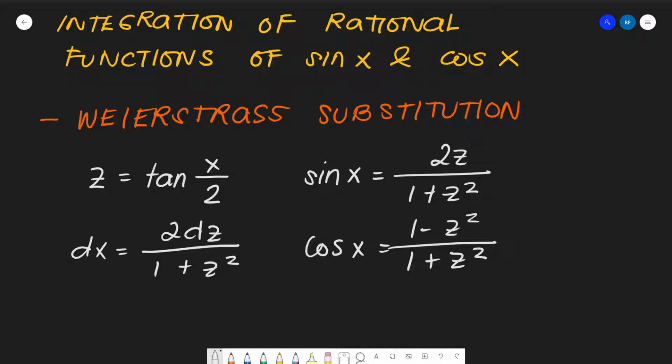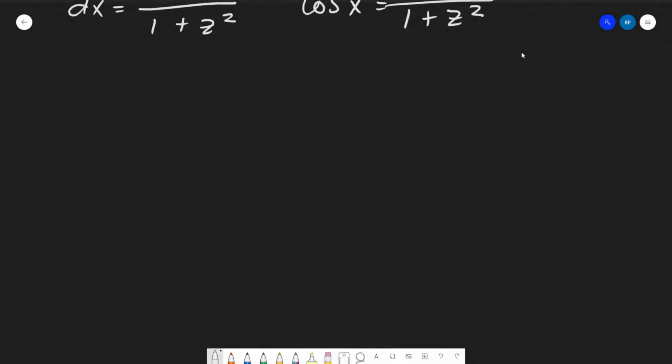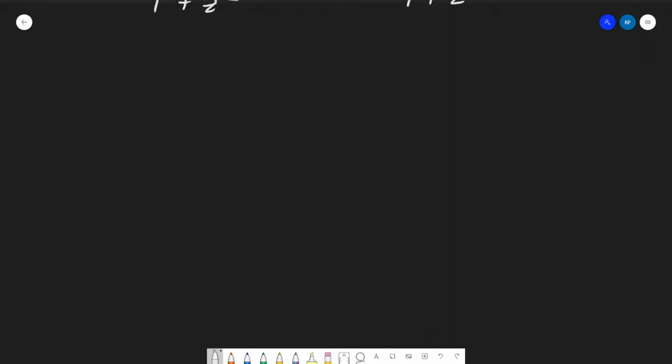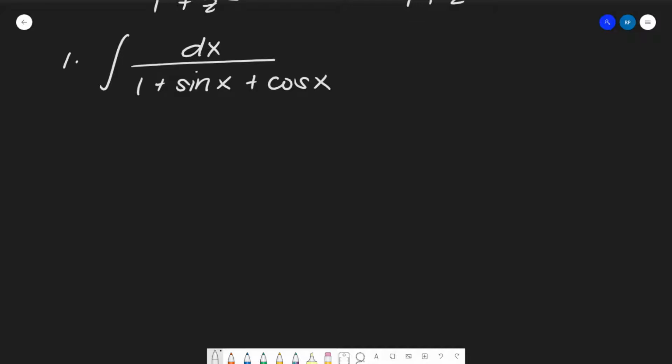Okay? So, remember those four formulas. Pause this video and copy them. I presume you have already copied our formulas and are somewhat familiar. So, let's use Weierstrass substitution. Number 1, we are asked to find the integral of dx over 1 plus sine x plus cosine x. This is the integral that we are asked to solve.